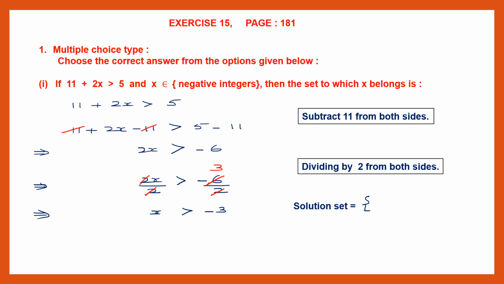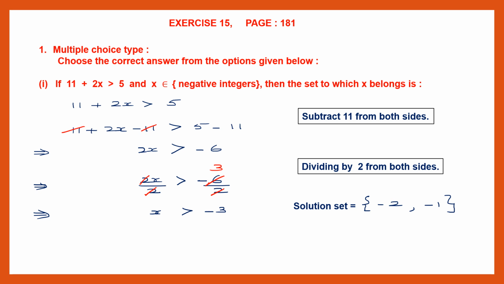My solution set will be all negative integers greater than minus 3. X is greater than minus 3. So I have to think of all the negative integers greater than minus 3. That will be minus 2 and minus 1. That's it. If I go beyond this, I'll get 0, 1, 2, 3. They all become positive, isn't it? They're not negative. 0 is not negative. 1, 2, 3 are all positive. So this is my solution set.